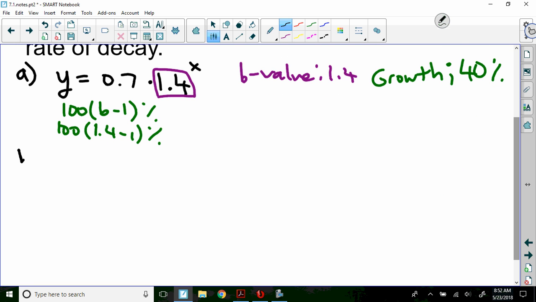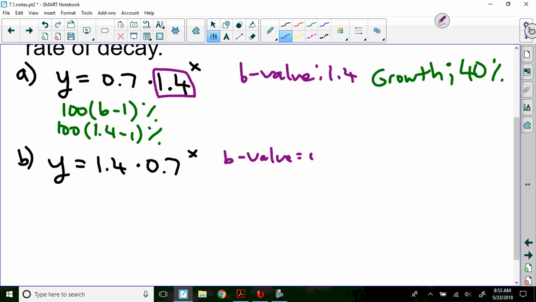Example 1, part B. Y equals 1.4 times 0.7 to the x. And you're going to say to yourself, these are the same numbers. Well, yeah, they are, but they're in different places. What's our b value in this one? Our b value here is 0.7. We know that if the b value is bigger than 1, we have growth. But what happens if the b value is smaller than 1 but bigger than 0? What do we have here? Decay, good. So this is exponential decay.